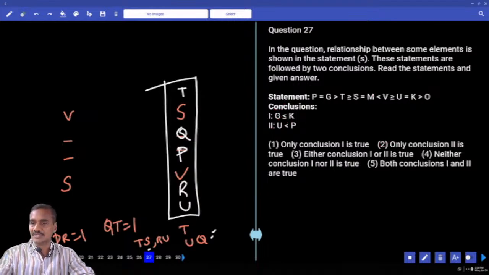Now G and K. G is here, K is here. Now the opposite symbol, no relation. Isn't it? Opposite, no relation. Then U and P, again opposite, no relation. Then G and K, G equals P.